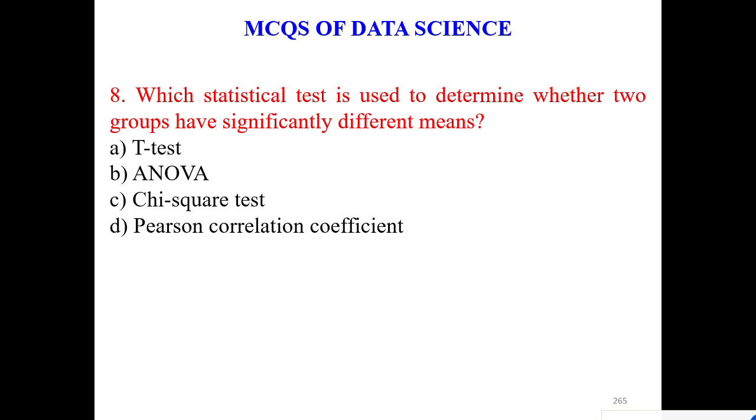Which statistical test is used to determine whether two groups have significantly different means? This comes after statistical techniques. I think you can answer, no problem. I'm giving this test because that is the fourth module, where we need to discuss statistical methods. After that you can guess the answer. T test is the correct answer.